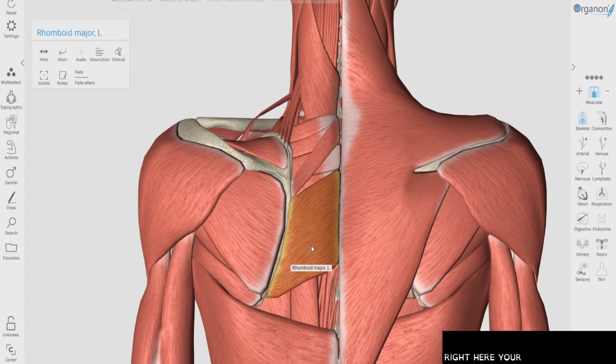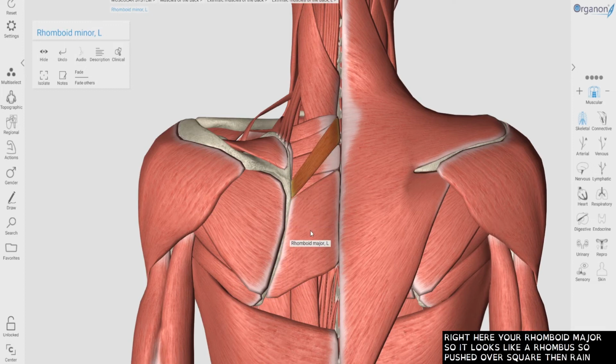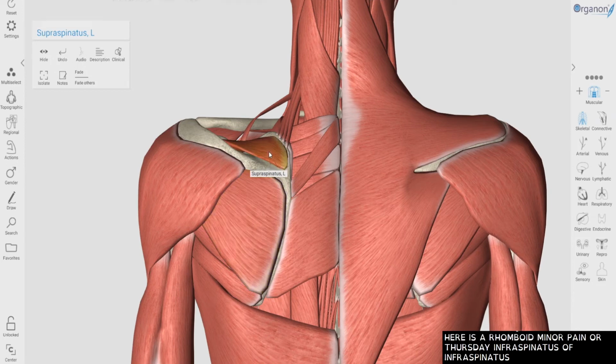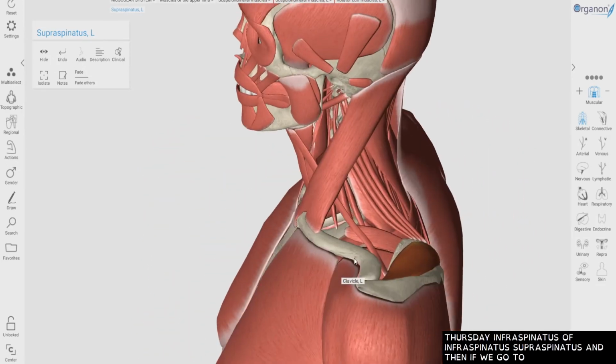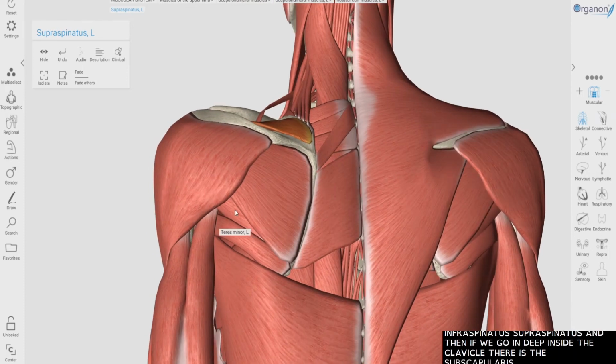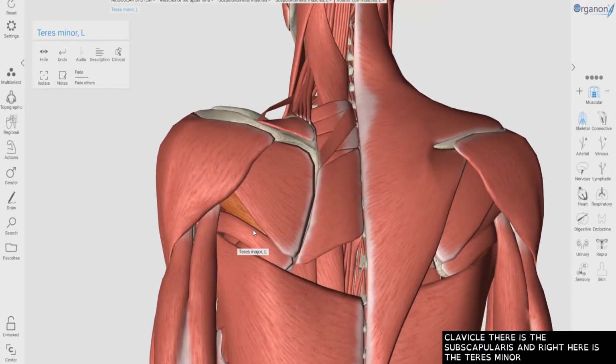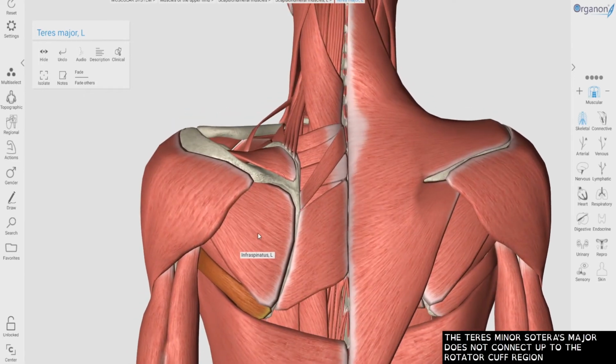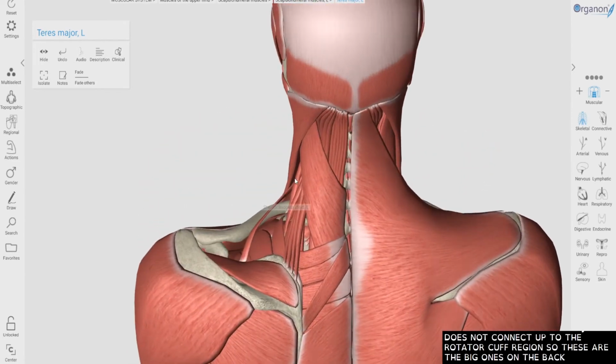Right here, your rhomboid major, so it looks like a rhombus, so pushed over square. And then right here's the rhomboid minor. And right there's the infraspinatus, supraspinatus, and then if we go in deep inside the clavicle, there is the subscapularis, and right here is the teres minor. So teres major does not connect up to the rotator cuff region. So these are the big ones on the back here.